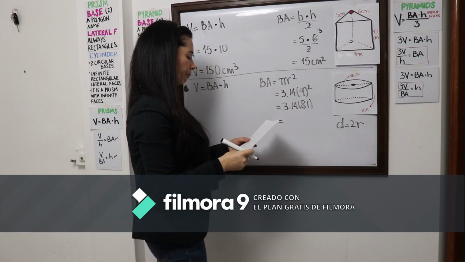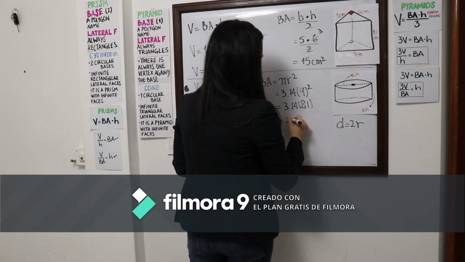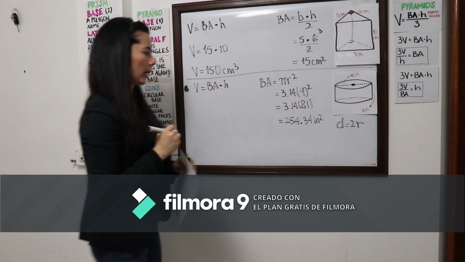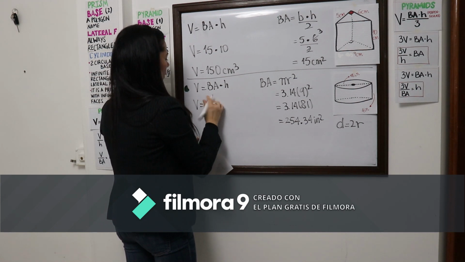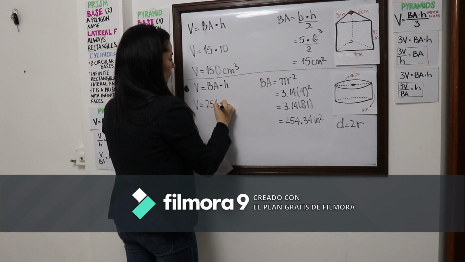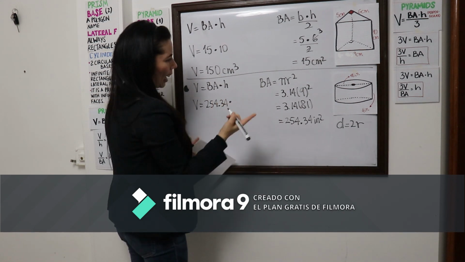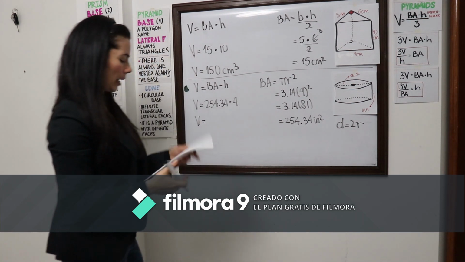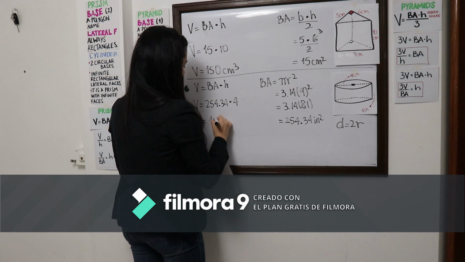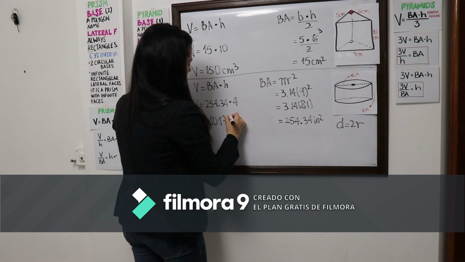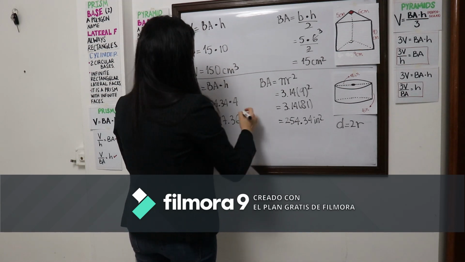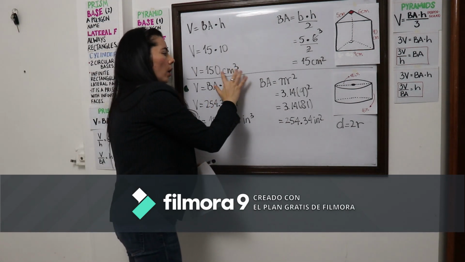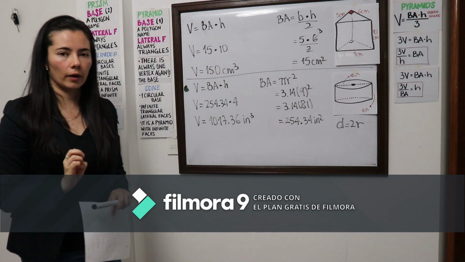And that, I already did my math, so it's 254.34 square inches. Right? I'm going to use that, of course, over here. So I'm having 254.34 times the height. In this case, the height is 4. So we're going to multiply those two things, and I actually got 1,017.36 cubic inches. Now, please don't forget that for volume, we use cubic units. So cubic centimeters, cubic inches, okay?